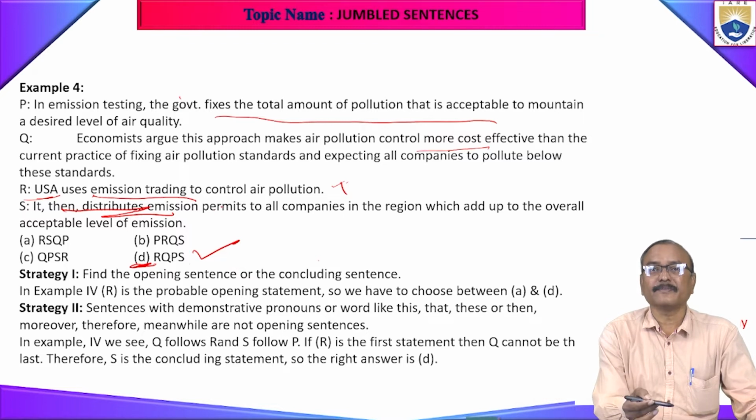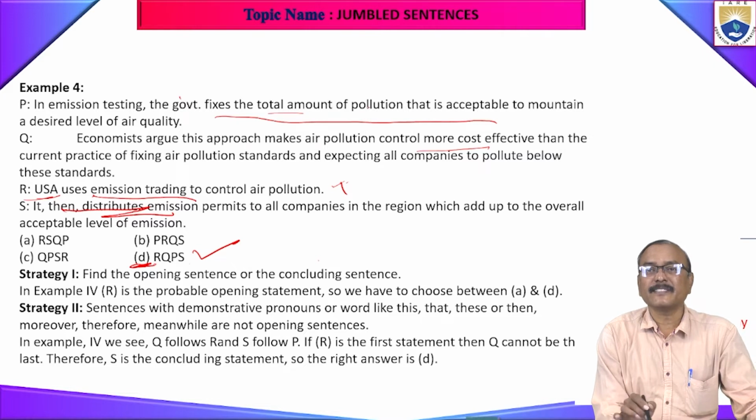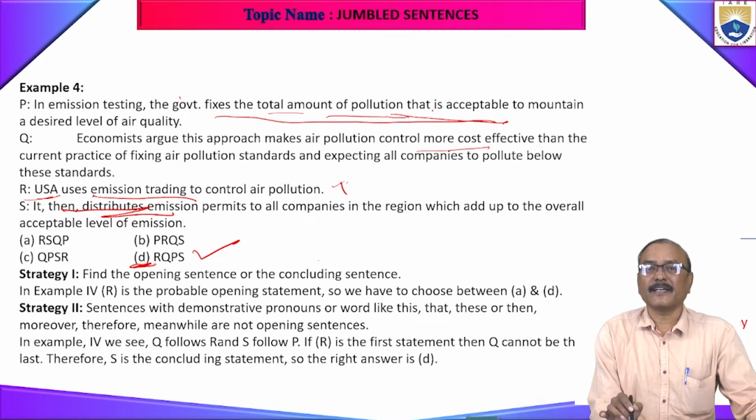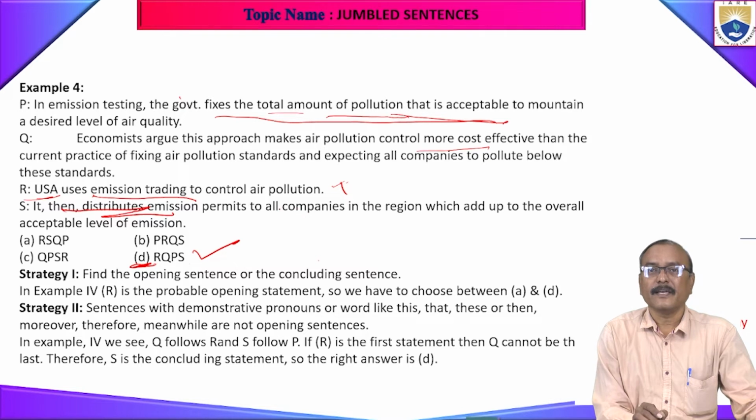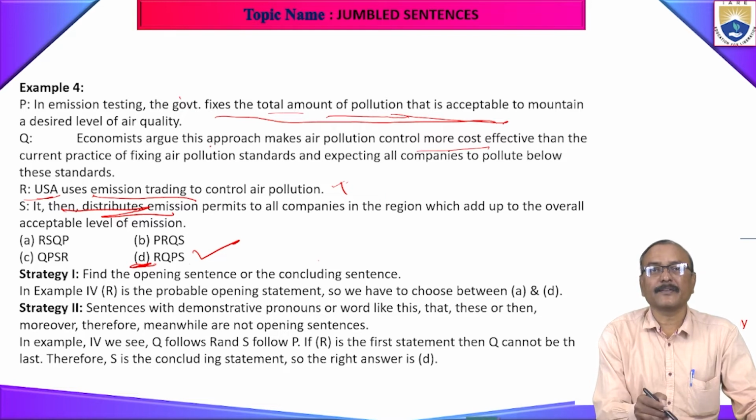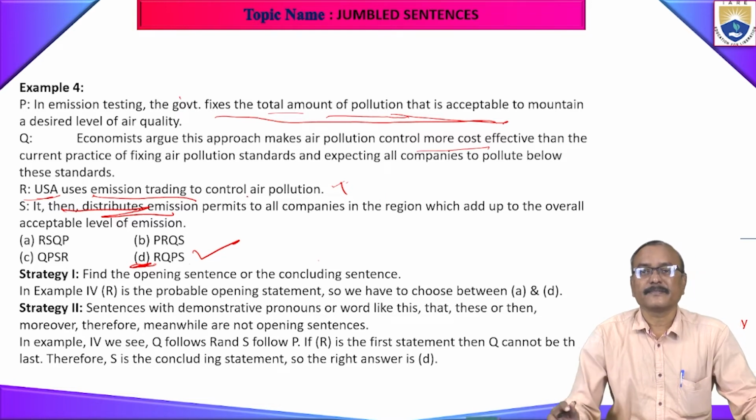Then it means after doing something. What is doing something? First, it fixes the total amount of the air pollution that is acceptable. After fixing some standard here, then it distributes emission permits. Is it clear? So definitely S should follow P. So PS should be the correct order. So the choice left is QRPS. That's it.